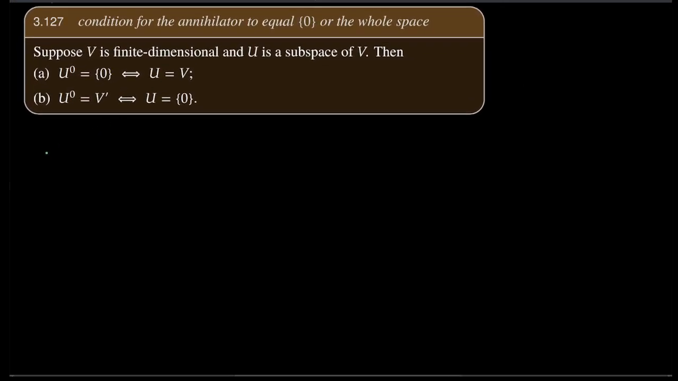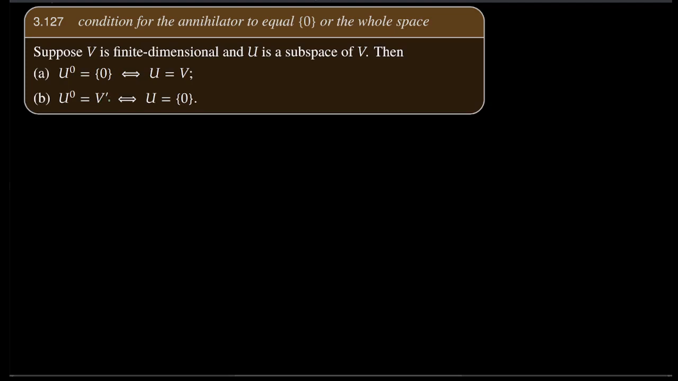Yeah. All right. So the next one, let's suppose that V is finite dimensional. What we want to do is understand when a subspace U of V has an annihilator that is trivial in some sense. That is either just the zero subspace or the entirety of the dual space. So what subspaces get mapped to stuff with not that much information?